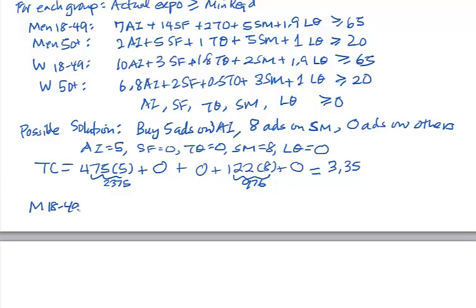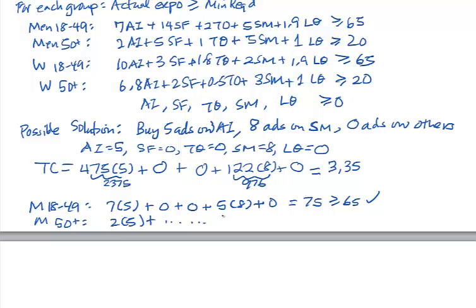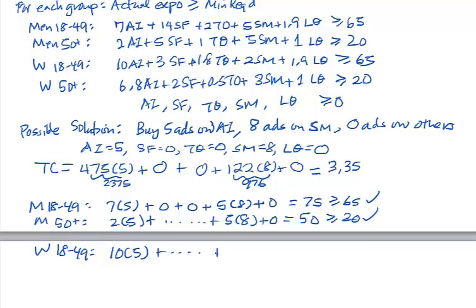For men 18 to 49, it will be 7 times 5 plus 0 plus 0 plus 5 times 8 plus 0. 7 times 5 is 35 plus 40, so that's 75. And is this greater than or equal to 65? Yes. And older men, 2 times 5 plus 0, 0, 0 plus 5 times 8 plus 0 gives us 10 plus 40, that's 50. And is this greater than or equal to 20? Yes. Then women 18 to 49, 10 times 5 plus, right over here, 2 times 8 plus 0 is 50 plus 16 gives us 66. That's definitely at least 65.